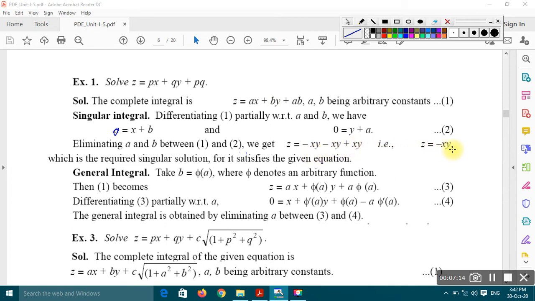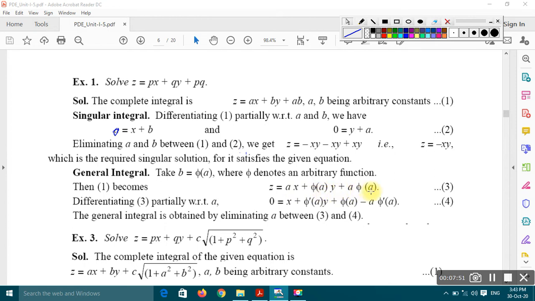So we get z is equal to minus xy, which is the required singular solution of the given differential equation. Now we find the general integral or general solution of the given partial differential equation. So we assume that b is a function of a, the second parameter is a function of the first parameter. In that case, we assume that b is equal to phi a. So z is equal to ax plus phi a y plus a phi a.